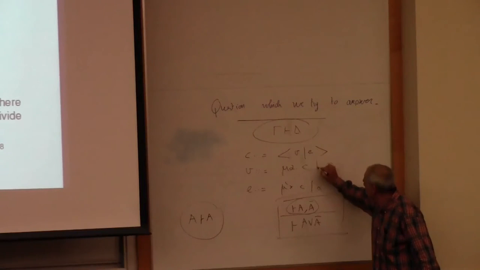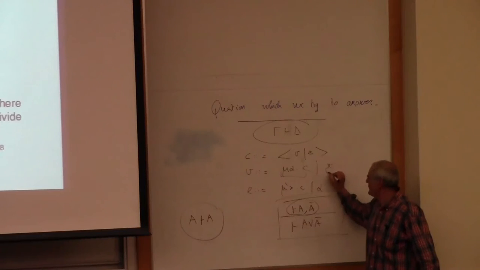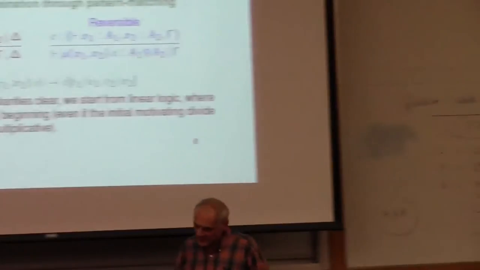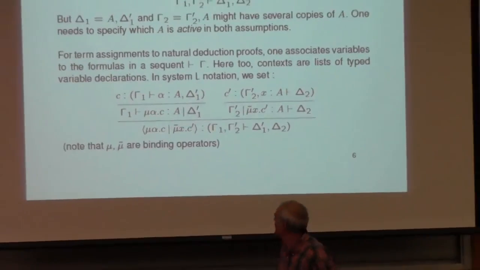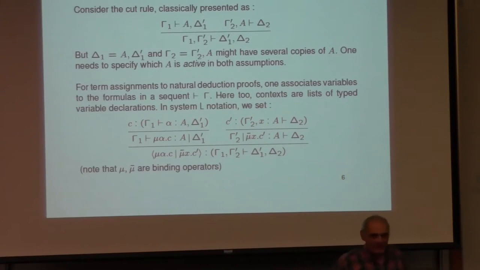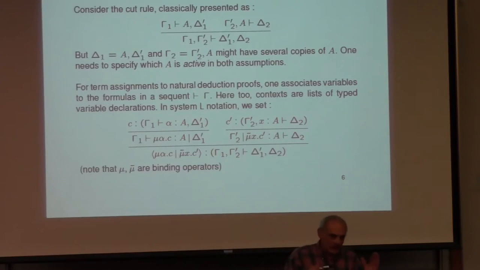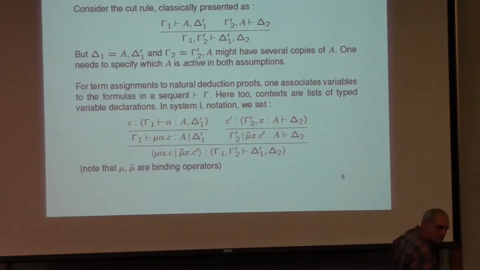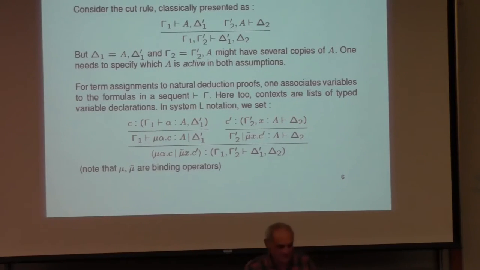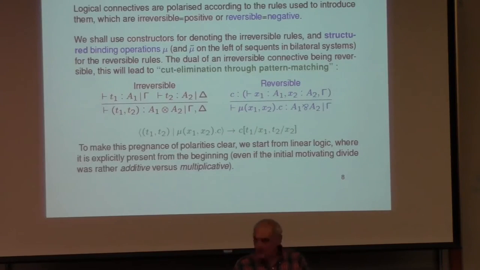Okay, so the vertical bar is the usual. So a V is either this or this. Okay, and the mu alpha dot C is this coercion that allows you to activate a formula. So you start from a syntactic category and you end up in another one. Okay? We will see them in action.